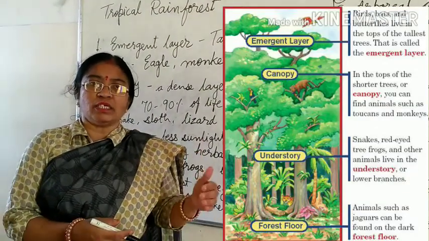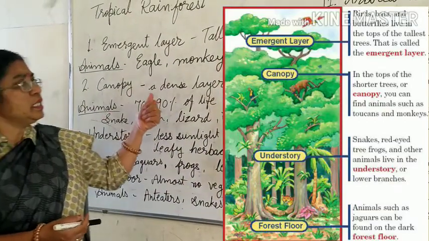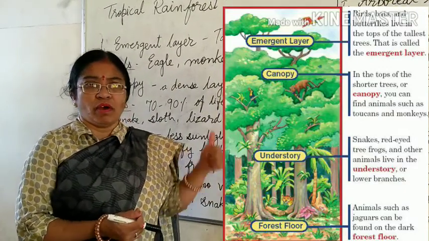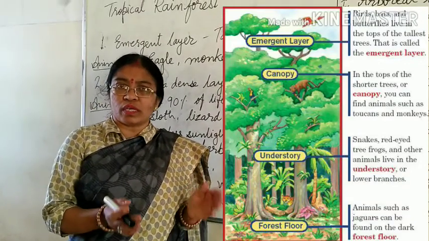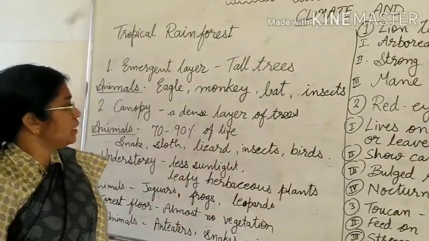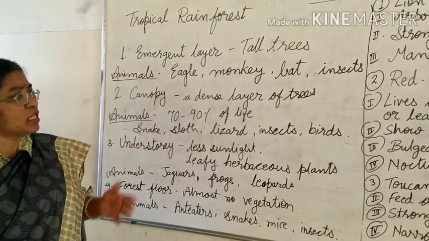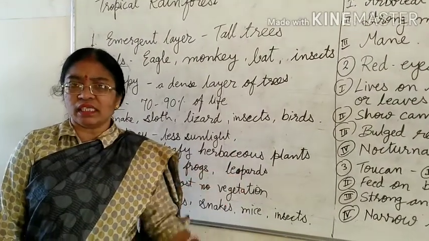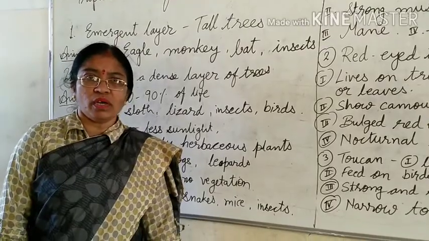Now the second layer, just below the emergent layer, is called canopy. Canopy is a dense layer of trees, that means most of the trees are found up to this layer and the maximum number of organisms live in this layer. Almost 70 to 90% of life exists in this layer. Here you can find snakes, sloth, lizard, insects, birds, so many types of organisms. This is the most dense layer of the tropical rainforest.